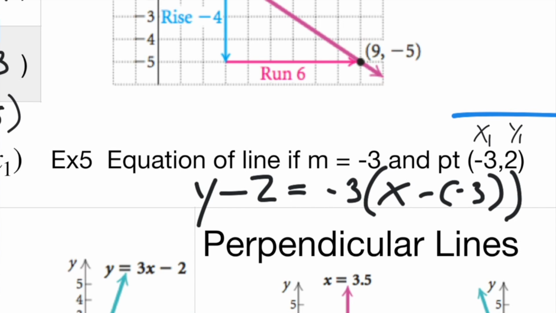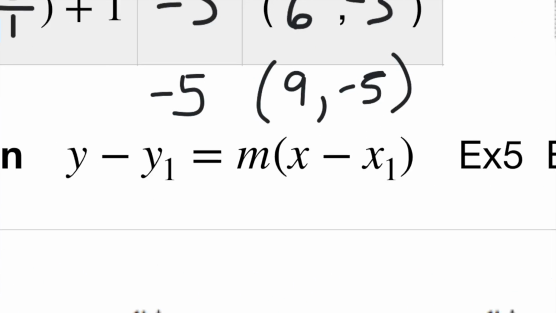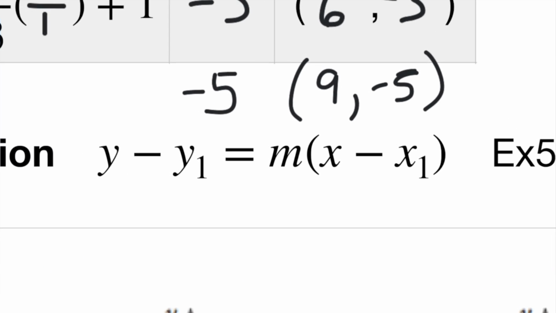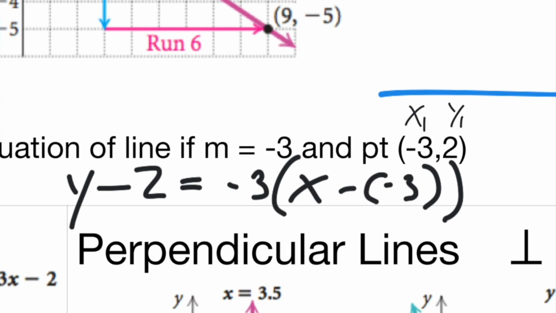Here's another formula that you might have had in Algebra 1. If you want the equation of a line, if m equals 3 and the point is negative 3, 2, then you can use the point slope form, which is right here. y minus y1 equals m times x minus x1. And you fill in the information.